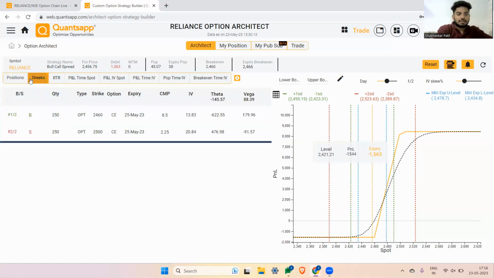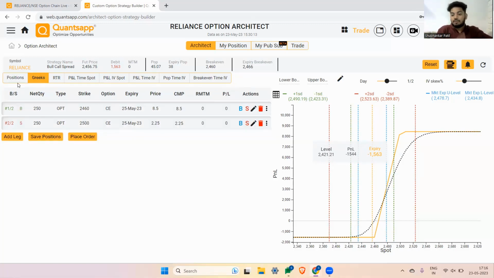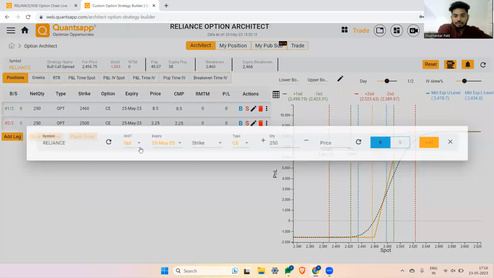If you look at the Greeks, it's just 145 rupees of theta that you are paying in this strategy, considering we are very close to expiry. Expiry is almost there. It is just 2 days away, right? So it is still better.